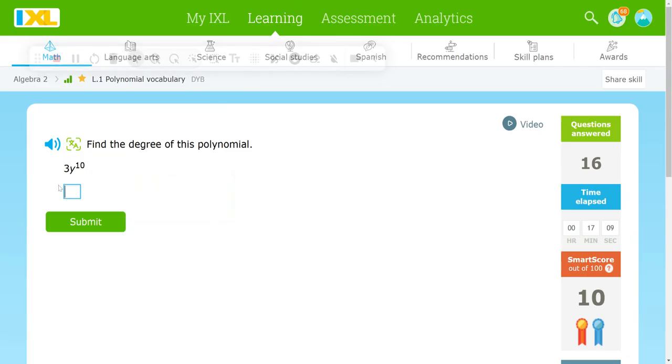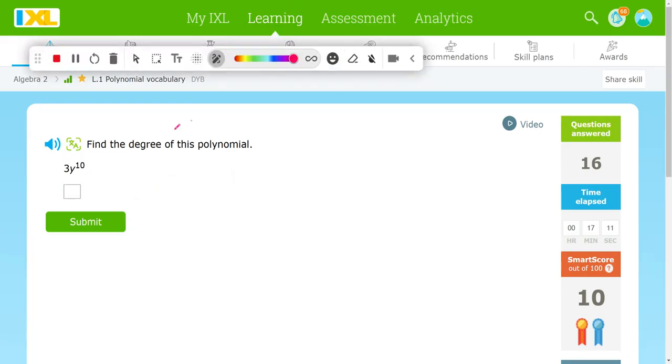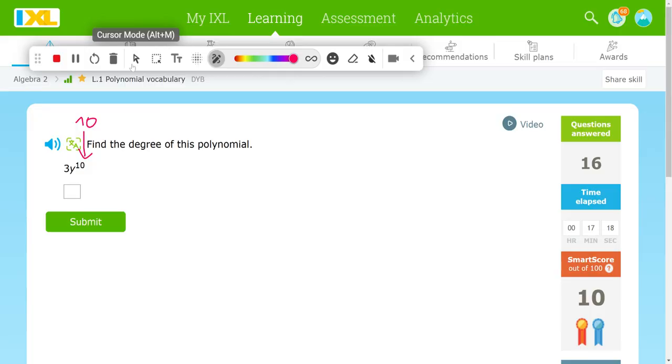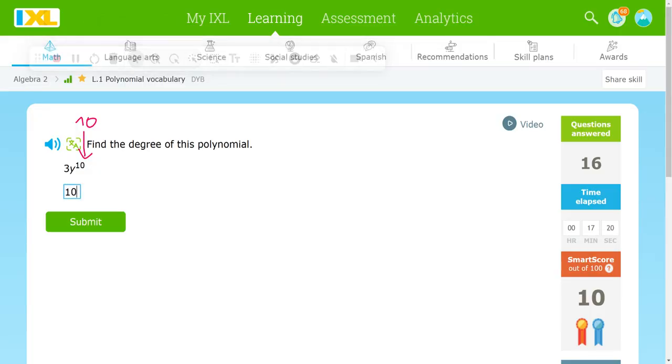The degree. So this is one term. One term. So clearly the highest power is right there, 10. So the degree should be 10. Okay, so I put it here. 10. I submit. All right.